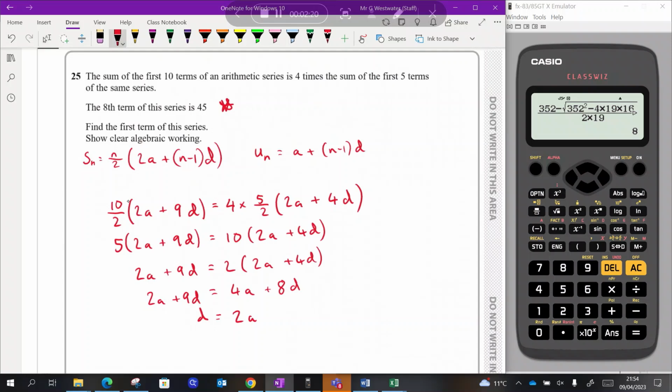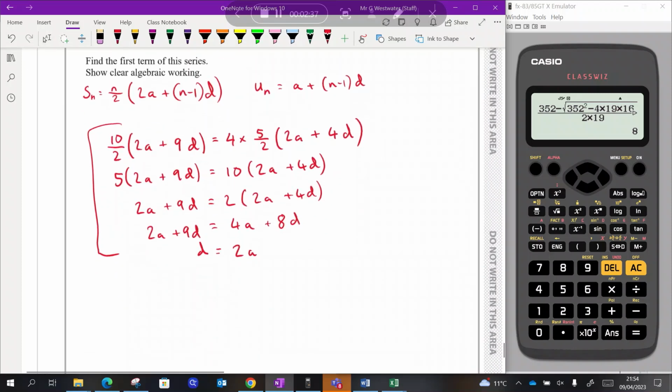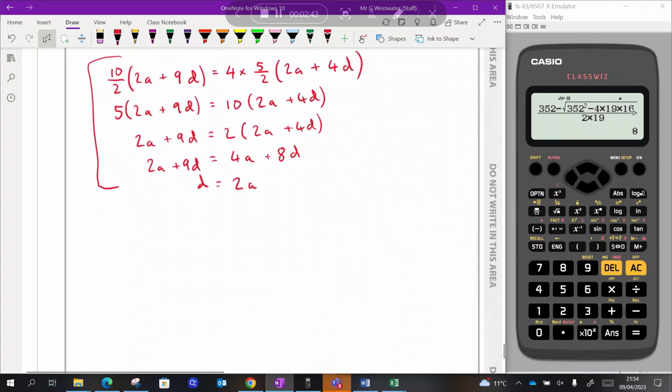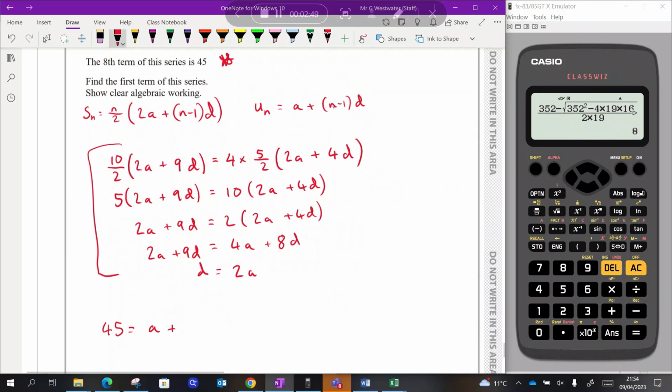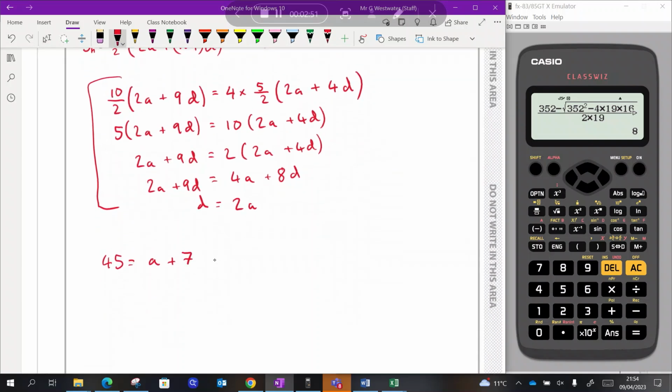So this is using my first sentence, so this is one useful thing that I've done. The 8th term of a series is 45, not the sum of the first 8 terms, just the 8th term. So I'm going to use my individual formula, which isn't given to you, but it's sort of a part of this formula, to work that out. So the 8th term, so U8, which is 45, so 45 equals a plus 8 minus 1, so 7d.